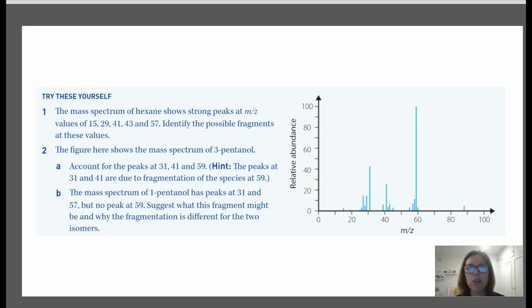They've given you a little hint there saying we're not working from the molecular or parent ion to work out 31 and 41. It's actually due to further fragmenting of that ion that you've got at 59. Now, 1-pentanol has some peaks at 31 and 57, but none at 59. Have a bit of a think about why you think that might be, and we'll discuss it in class tomorrow.